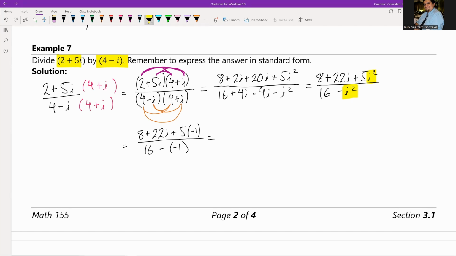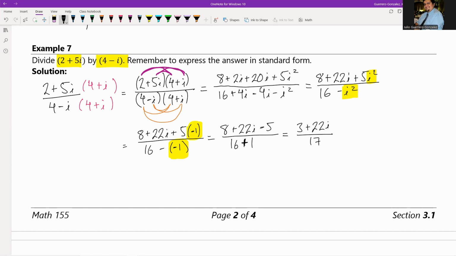That's where these i's come from. That's what the -1s come from. Okay? And then we can rewrite 8 plus 22i minus 5 all over 16 plus 1. So since it's a minus a negative, okay. Reduce stuff, 8 minus 5, that leaves us with 3 plus 22i on top over 17.